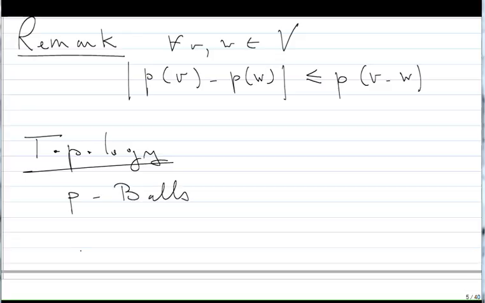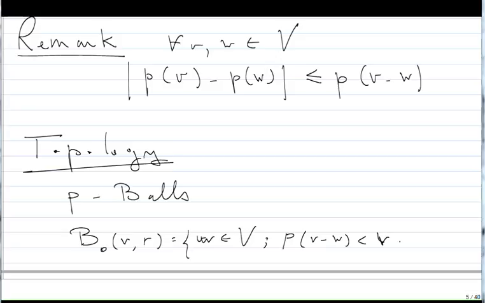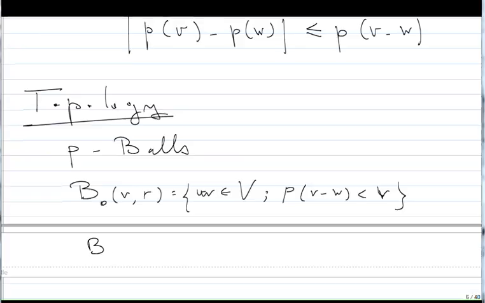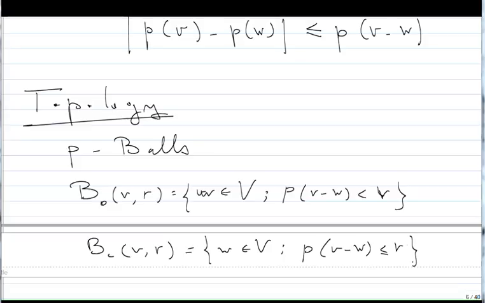So we have the open ball B_open(v, R) to be the set of w in the vector space such that P(v - w) is less than R. And we can also define the closed one, which is the set of w in V such that P(v - w) is less than or equal to R. For the purpose of topology, we focus, of course, only on the open balls here.